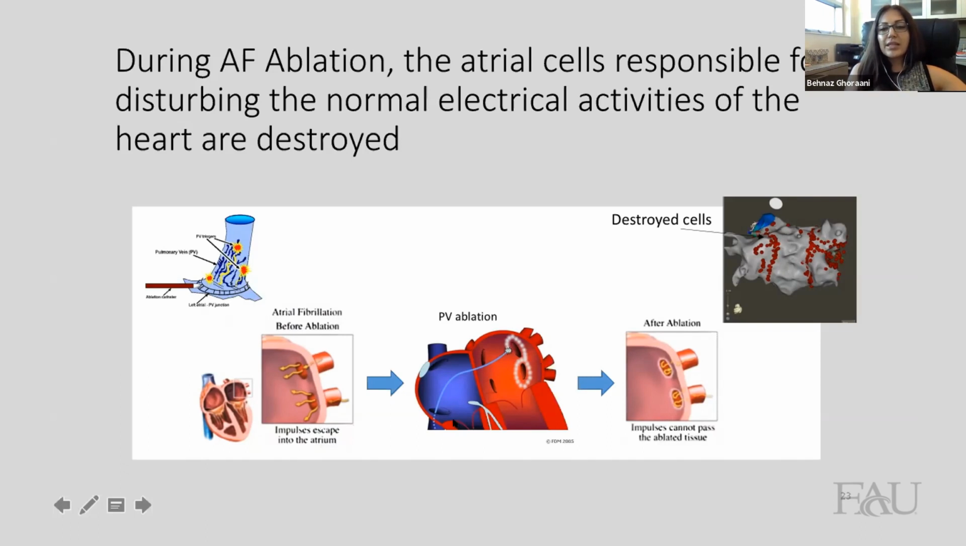So during this procedure, they insert a catheter inside the heart and burn the tissues around these veins. Basically, they electronically isolate this chamber from these veins. That's how they stop AFib from happening and let the heart go back to its normal rhythm. Here, what I show you is one of our patients. The gray one shows the left atrium of the patient, and the red dots are where they ablated the patient's heart.